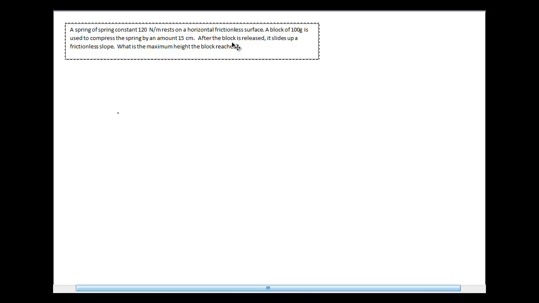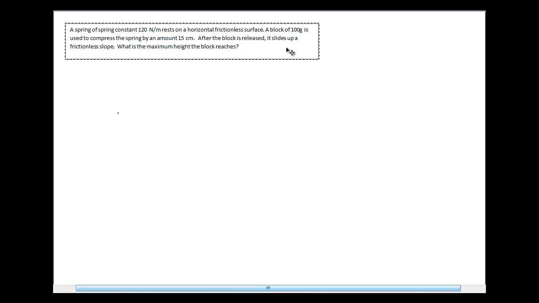And here's an example problem that shows how to use the principle of conservation of energy to solve a simple mechanics problem. A spring of spring constant 120 newtons per meter rests on a horizontal frictionless surface. A block of 100 grams is used to compress the spring by an amount 15 centimeters. After the block is released, it slides up a frictionless slope. What is the maximum height the block reaches?